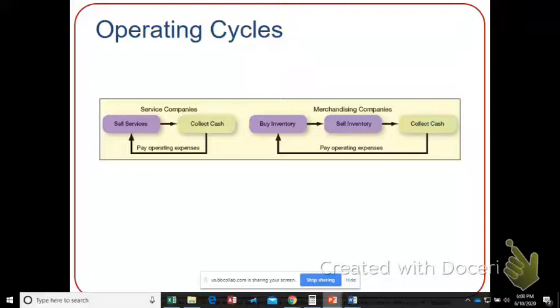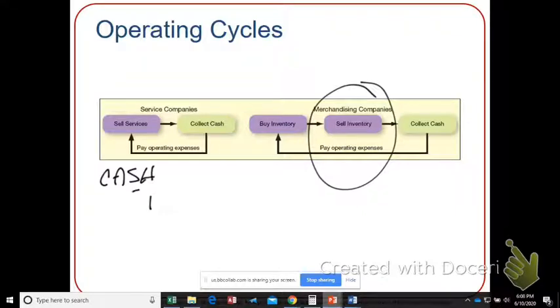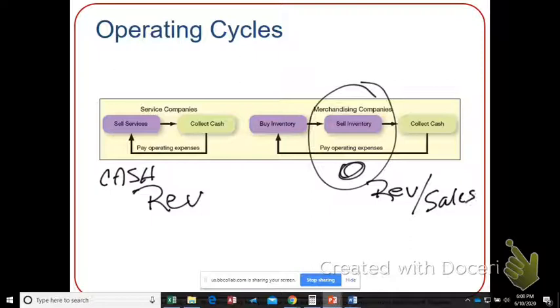Now in chapter 6, we are looking at this aspect and we have to account for the selling of inventory. Instead of just saying we have cash and we have revenue, now we have to account for this. It is no longer just collecting cash and recording it as revenue. Now we have to buy inventory and sell the inventory in order to record something as revenue, which we will now be calling sales.